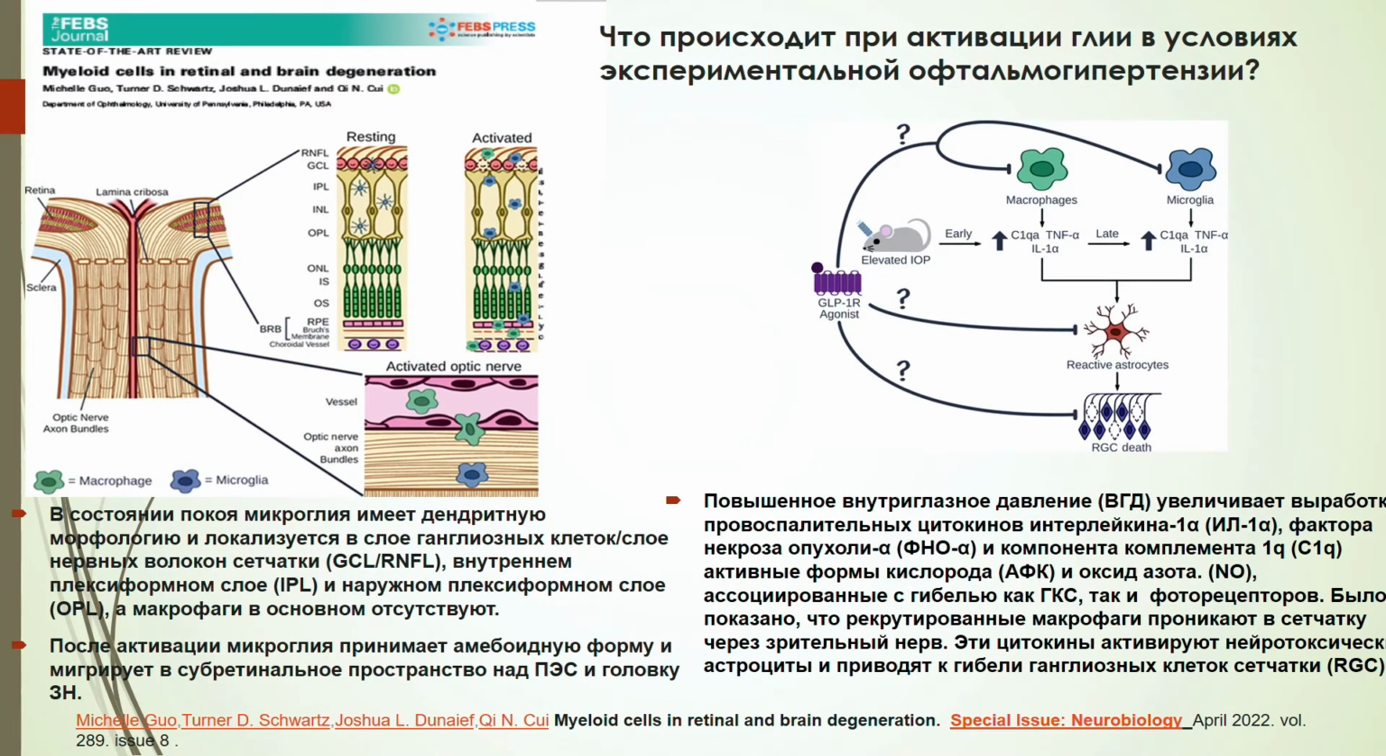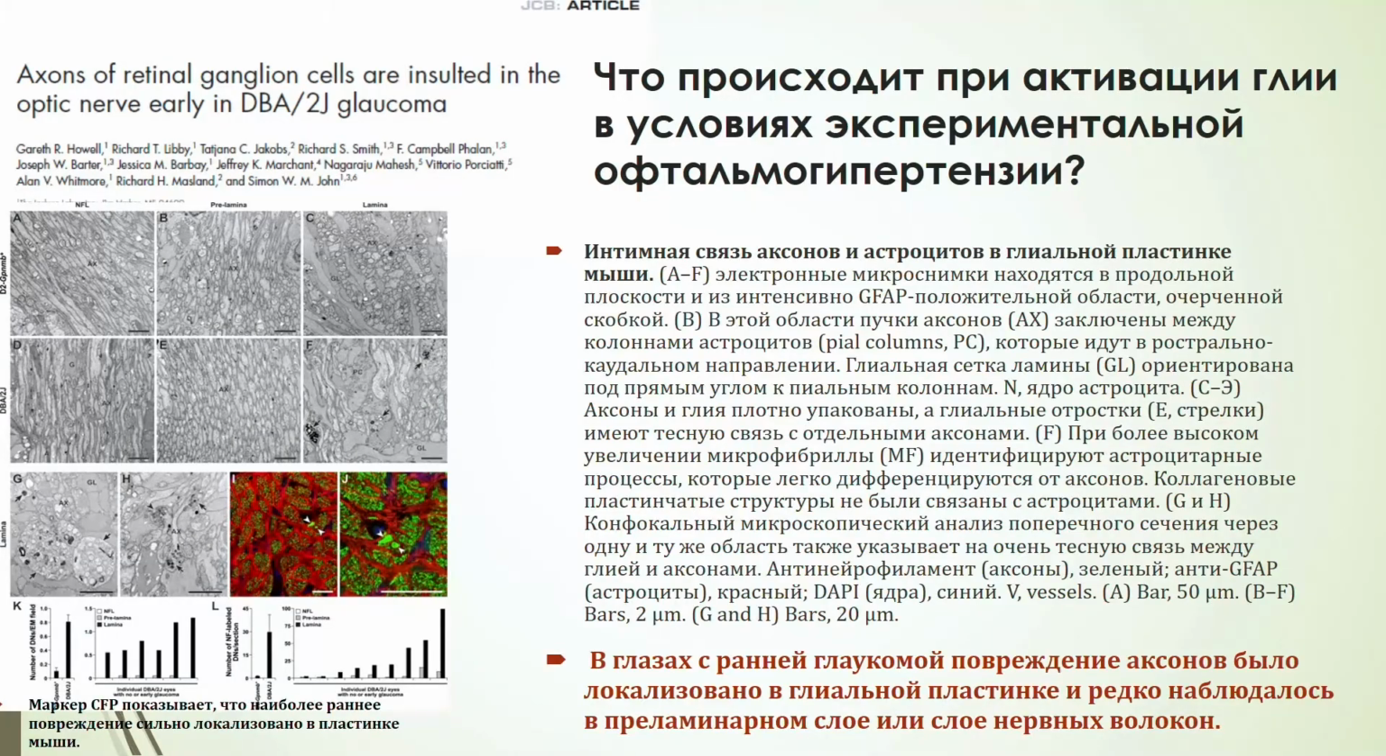Where do we see the primary activation of glia? The ocular hypertension model of glaucoma shows that this process starts from the optic nerve head at the level of the lamina cribrosa, but in mice there is no lamina cribrosa, so these are glia cells. So there is neurodegeneration proximally and distally, and it starts the process of neurodegeneration.